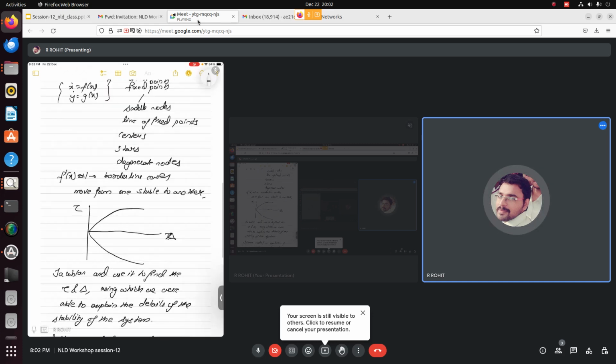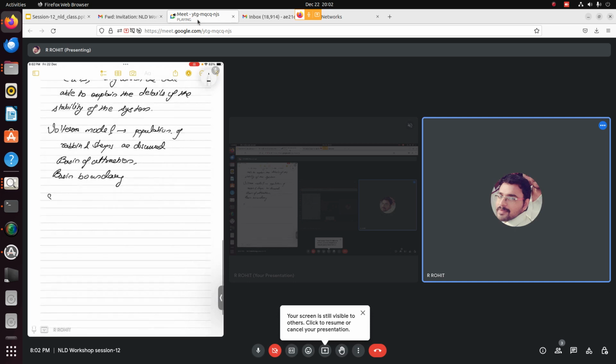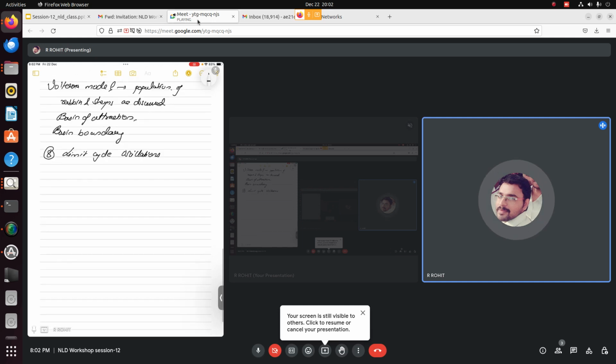Then we moved on to something called limit cycle oscillations. In limit cycle oscillations, we have a closed orbit. Normal closed orbits, which are not called limit cycle oscillations, have more closed orbits around them, whereas if you have an isolated closed orbit, we call that a limit cycle oscillation.